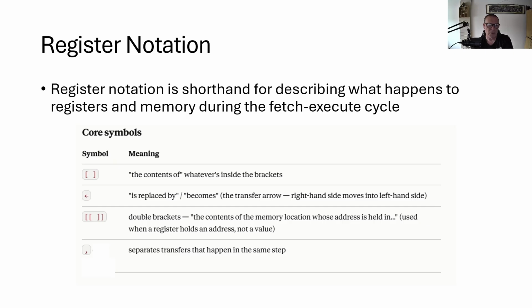so the value on the right is moved into whatever's on the left. Double brackets means that you have to use the address to find the value that you want. So the contents of the memory location whose address is held in that is used. For example, if you put the MAR in the middle there, that means you don't want the actual contents of the MAR, you want the contents of the address pointed to by the MAR. And a comma separates the operations. You can actually put two things on the same line to indicate that they happen at the same time.